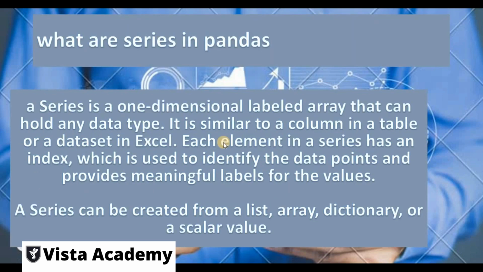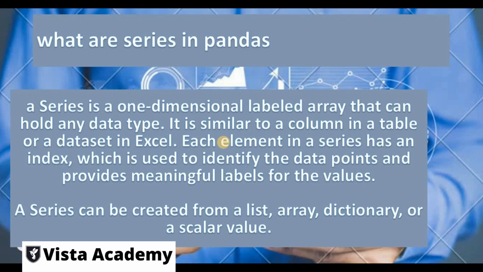Before we go to our Jupyter notebook, we will understand some other elements, like what a Series is in pandas. A Series is a one-dimensional labeled array that can hold any data type. It is similar to a column in a table or a data set in Excel. Each element in a Series has an index starting from 0, which is used to identify the data point and provide a meaningful label for the values. A Series can be created from a list, array, dictionary or a scalar value.